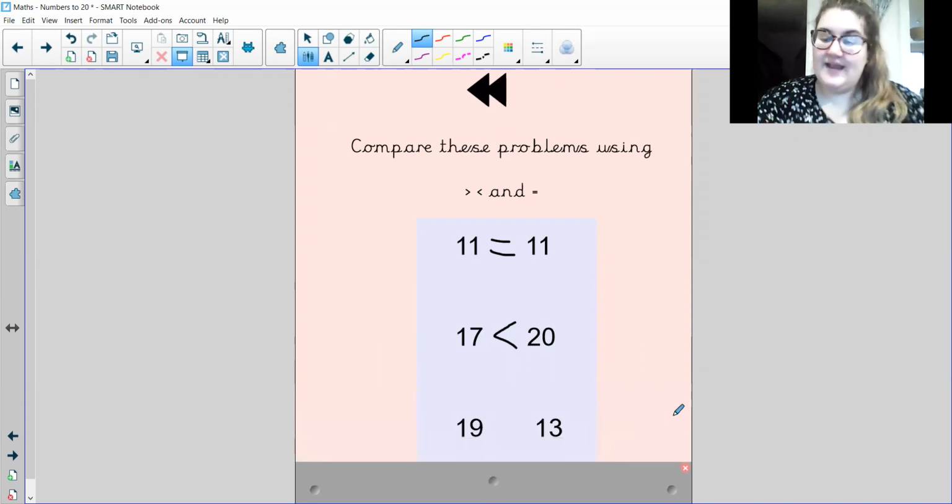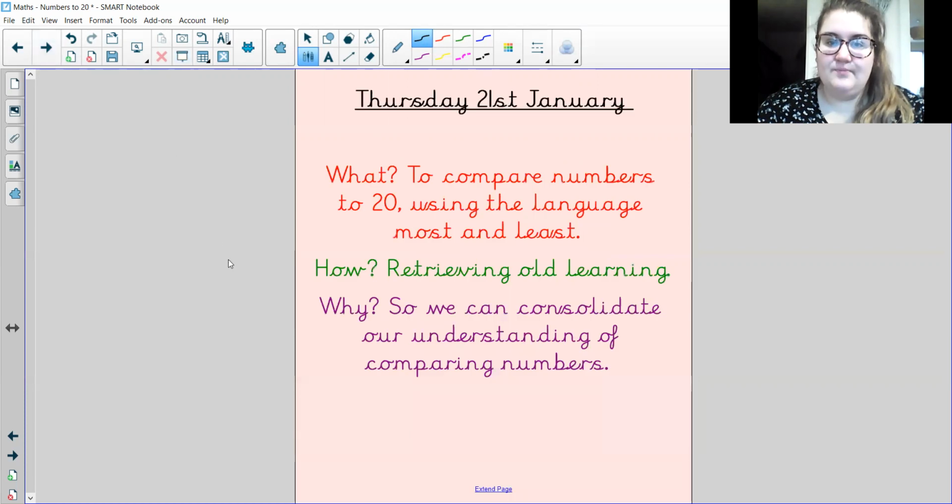And let's look at the last one. We've got 19 and 13. What do you think? Is 19 greater than 13, less than 13, or equal to 13? So hopefully you all said 19 is greater than 13 because 19 is the greater number, the bigger number. So we've just had a practice of using our ability to compare numbers, okay?